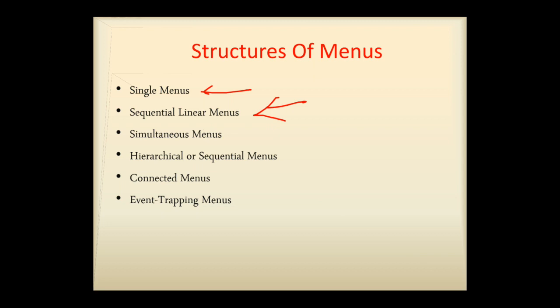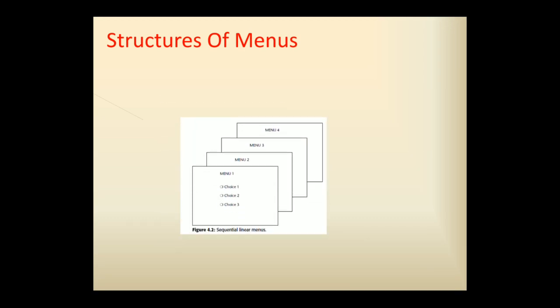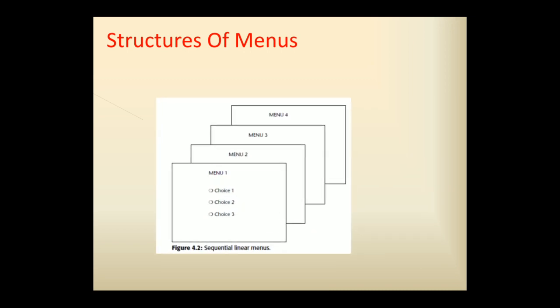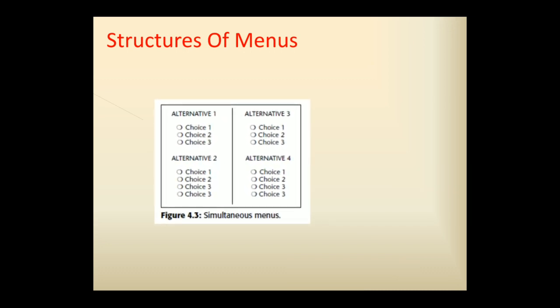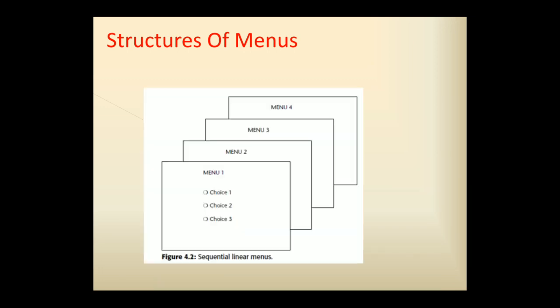Let us have a look at how exactly simultaneous menus look. We have already seen single menus, then sequential linear menus, and now this is how our simultaneous menus look. We have all the alternative choices appearing on a single window here, right? So let's go back to the structures of menus here.